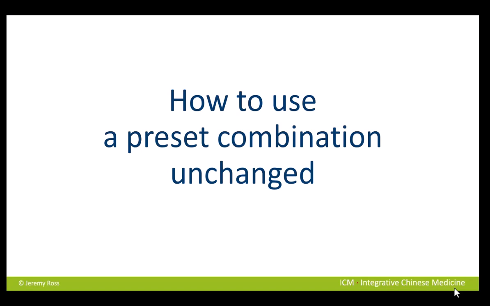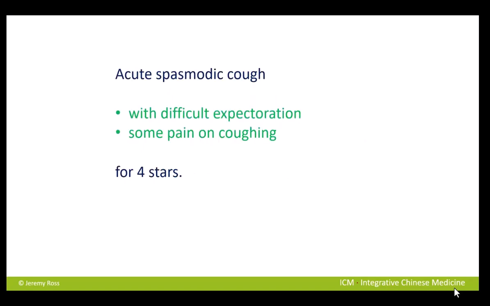In this video, I show you how to use a preset combination unchanged. So in this example, we treat a patient who has the following symptoms: acute spasmodic cough with difficult expectoration and some pain on coughing, for 4 stars in the 5-star rating system.